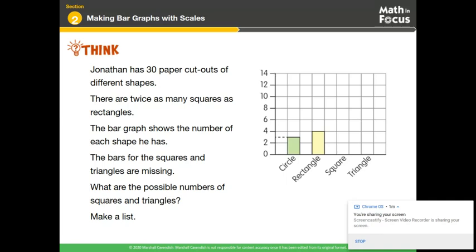Here's what we know. We can figure out how many circles Jonathan has by looking at the bar. The bar for circle is halfway between the 2 and the 4, and the number in between 2 and 4 is 3. So he has 3 circle cutouts. The bar for rectangle is even with the 4 on the scale, so we know that Jonathan has 4 rectangle cutouts. We don't know how many squares and triangles he has, but we do know that the bar for squares is twice the bar for rectangles, and twice means 2 times a number. That's my hint. After we learn more about making bar graphs with scales, we'll revisit this question.